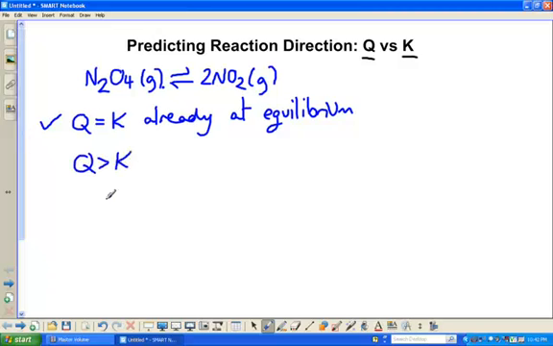You have the situation where your Q is going to be bigger than K, or the case where Q is going to be smaller than K. And let's deal with each one separately.